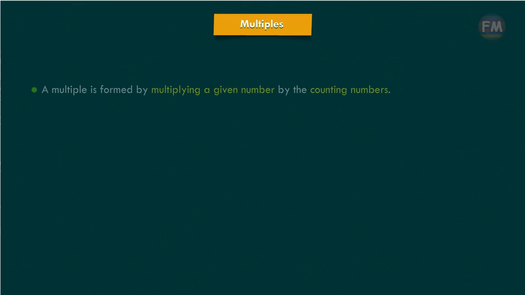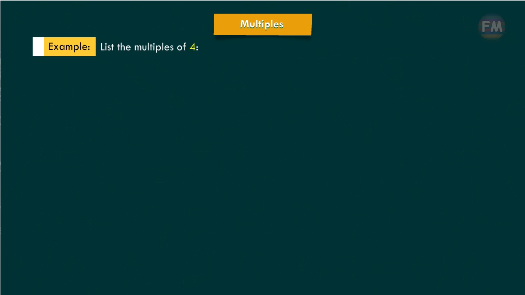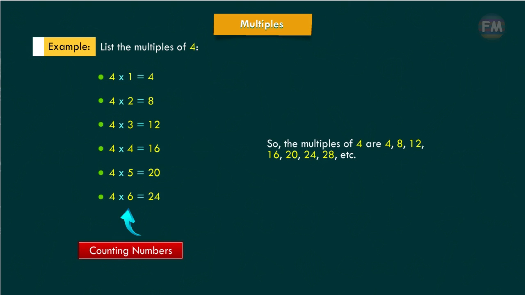Multiples. A multiple is formed by multiplying a given number by the counting numbers. The counting numbers are 1, 2, 3, 4, 5, 6 and so on. Example, list the multiples of 4. So the multiples of 4 are 4, 8, 12, 16, 20, 24, 28, etc.